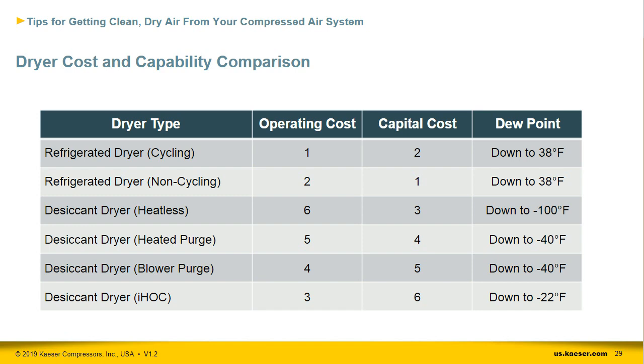It's important to balance the application, cost, and installation requirements, such as available space and power, when choosing a dryer. In some cases, with seasonal variations, a hybrid system may be advantageous, using refrigerated dryers at some parts of the year and desiccant dryers at others. Some manufacturers provide a single package that includes both desiccant and refrigerated dryer technology in one footprint for such applications.